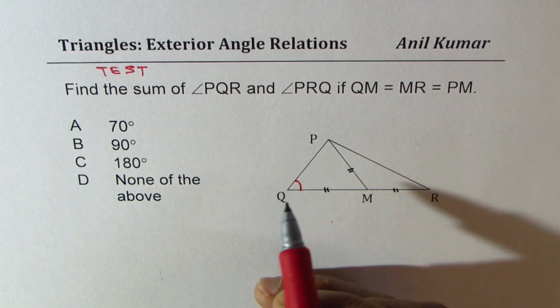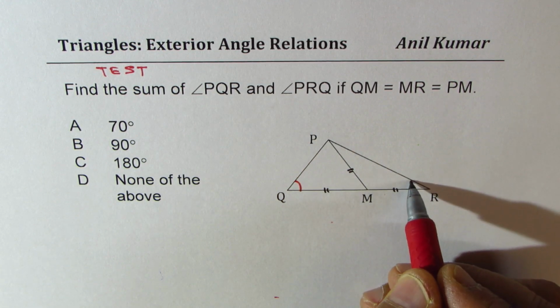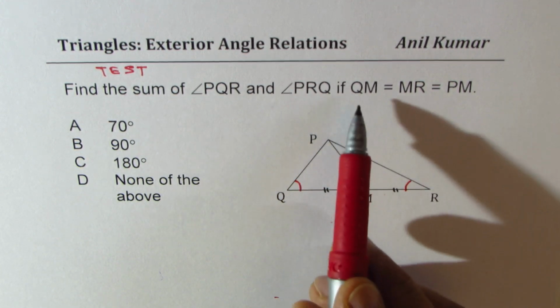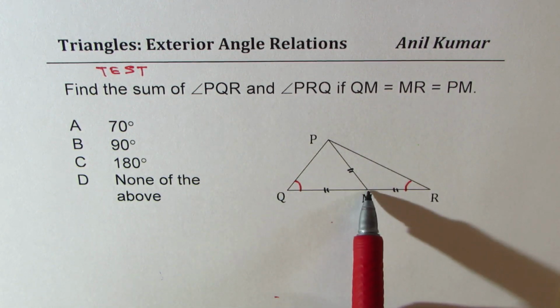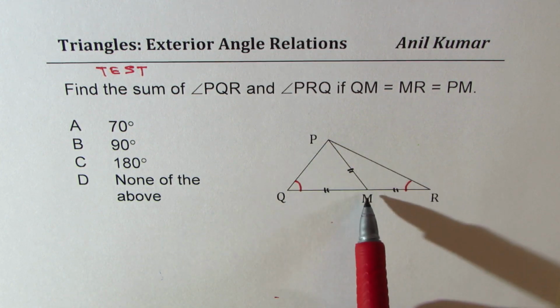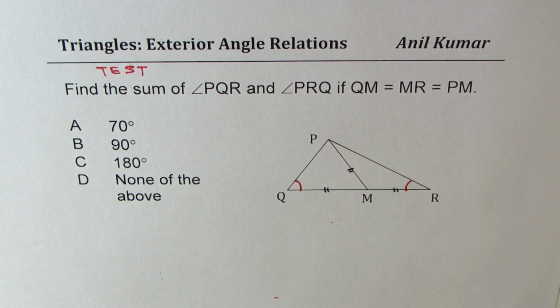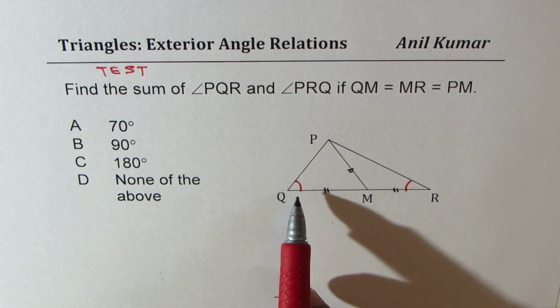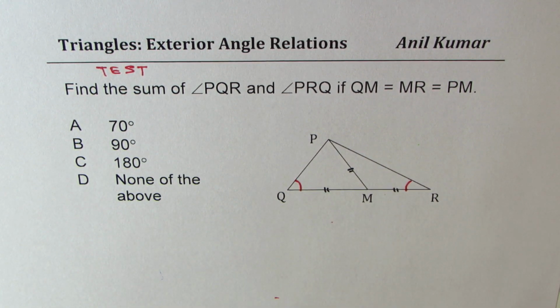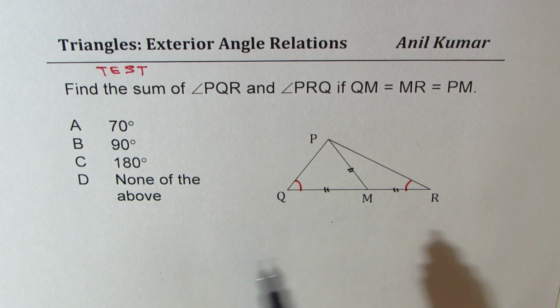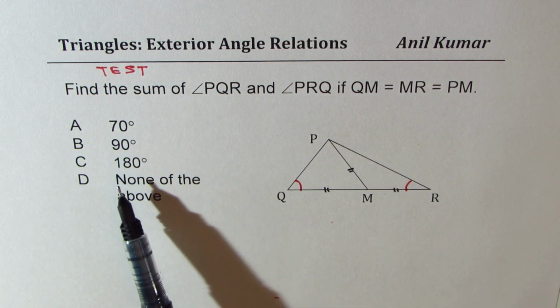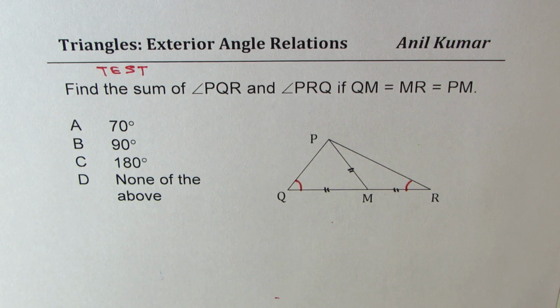PQR is this angle, and PRQ, which is that angle, if QM equals MR equals PM. That is, QM is equal to MR, so this is a midpoint, and it equals PM. So these three sides are equal. Now you need to find the sum of angle Q and R. You can actually pause the video, answer this question, and then check with my solution. You are given four choices: 70 degrees, 90 degrees, 180 degrees, and none of the above.